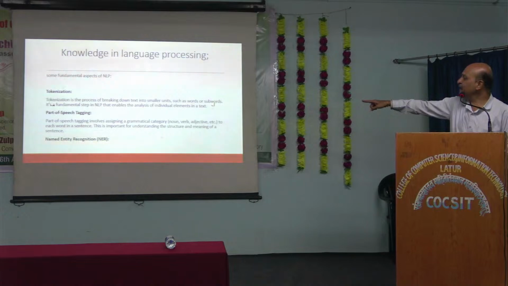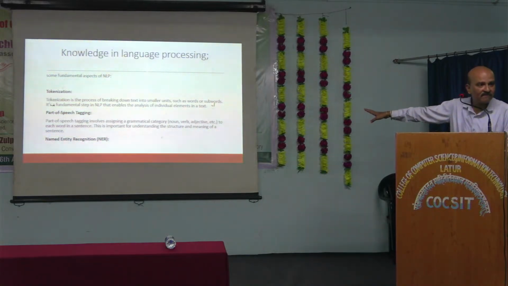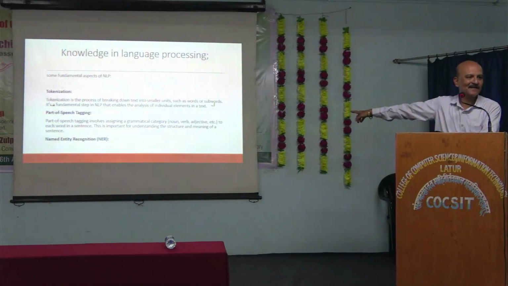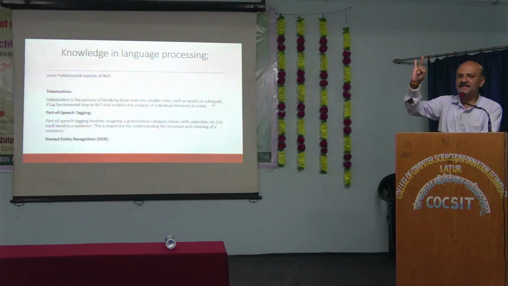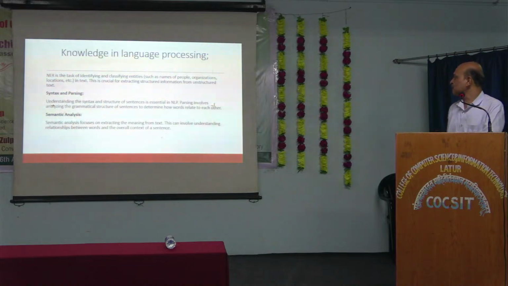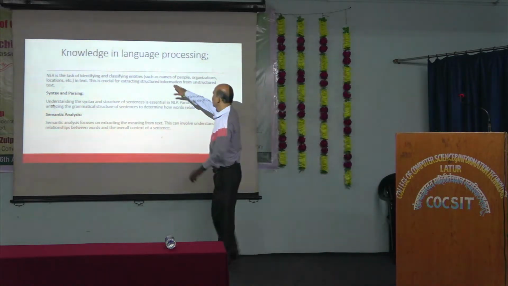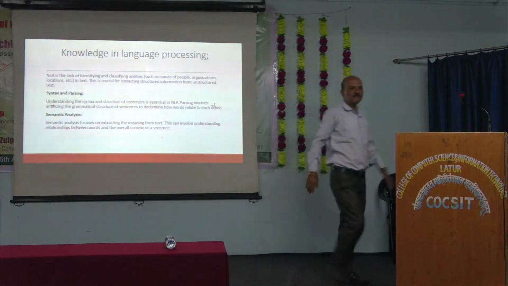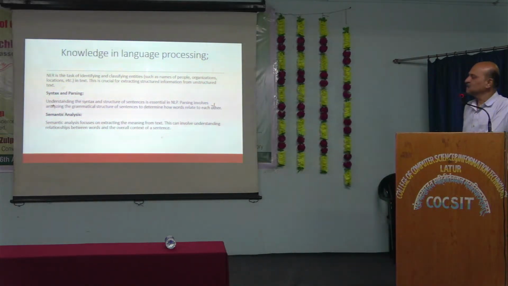Okay, so named entity recognition. Have you heard about this one ever? Here, when I say COCSIT, it is an organization. A person, place, or organization is known as named entity recognition. You can see here in the bracket, such as names of people, organizations, and locations. That is NER. After NER, we go to syntax and parsing.